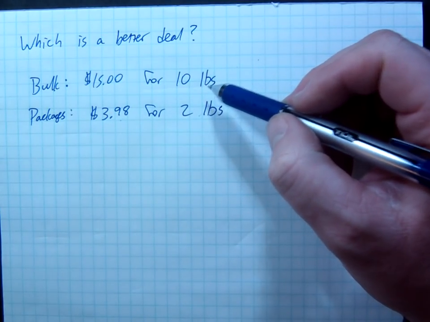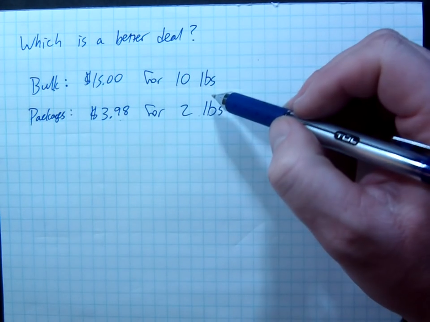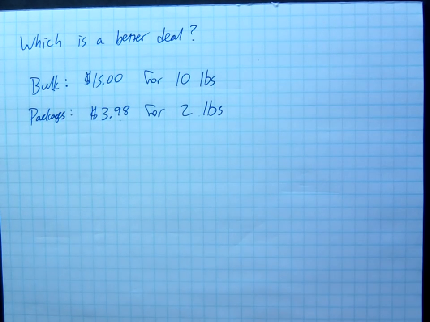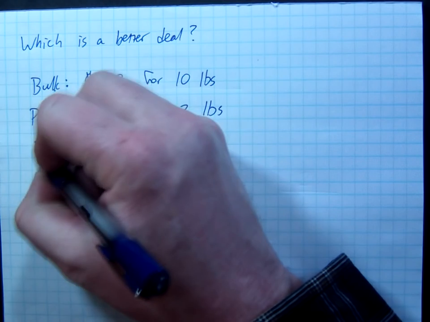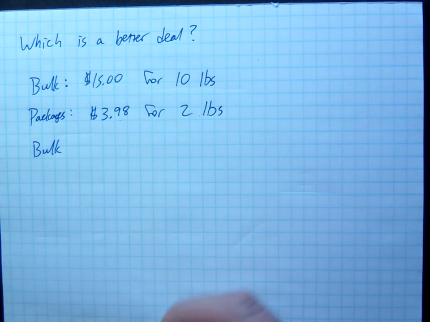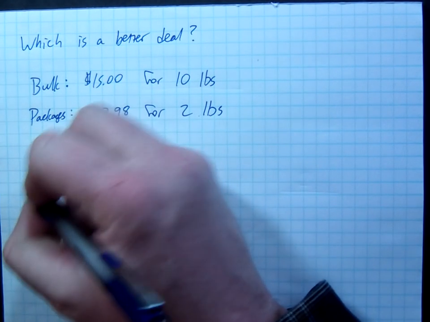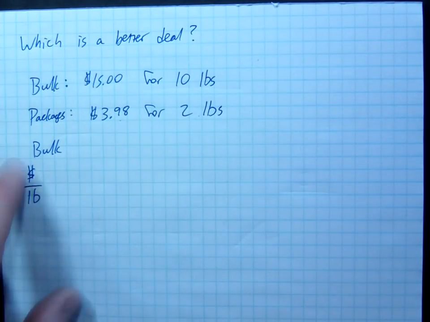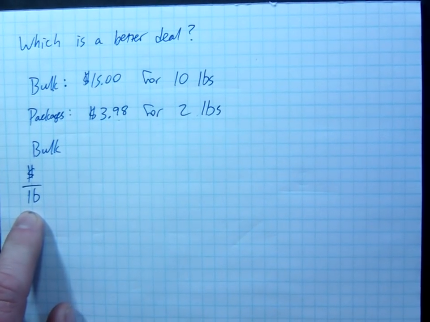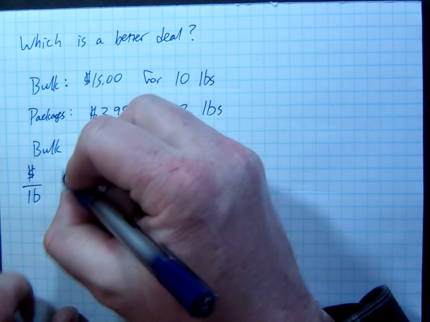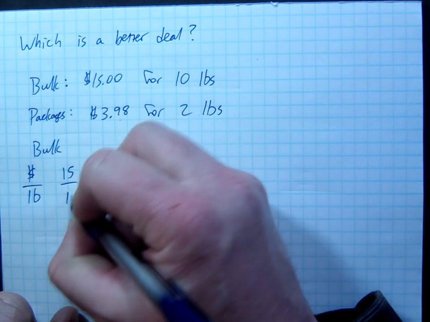So we're going to get them a common denominator of 1 so that we can compare them directly. So let's start with the bulk package. Usually, we're going to do dollars per pound. So I'm going to write my units off to the side so I can keep track of them. I've got $15 for 10 pounds.